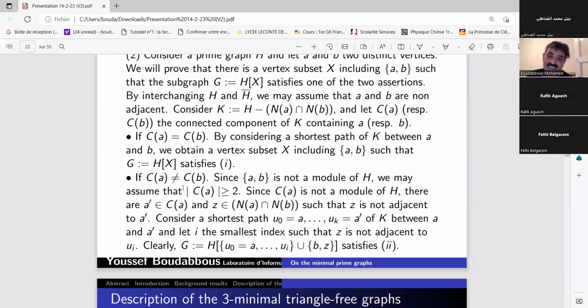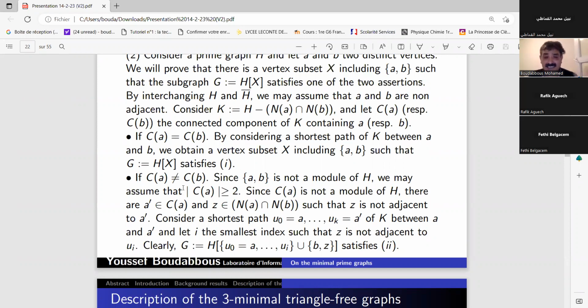The second case, if CA is different from CB, in this subgraph K, the components are models. In any disconnected graph, each component is trivially a model. Thus, CA and CB are models in K. Okay, but they are not models in G, because G is H, because H is prime.